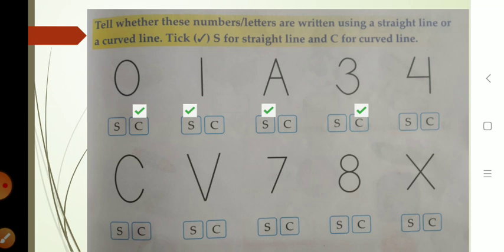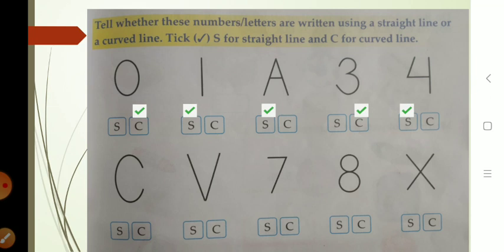You have to tick in your textbook. Now see the next one. Number 4 is written there. When you want to write number 4, which line do you have to use? Straight or curved? Look here. Yes, all straight lines are used. So you have to tick on yes. S for straight lines. Do you understand?